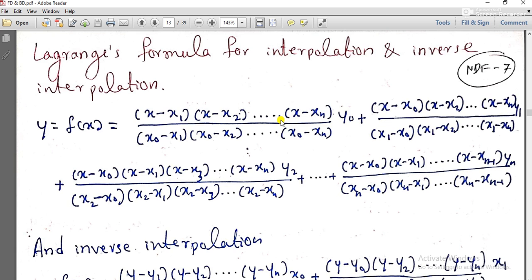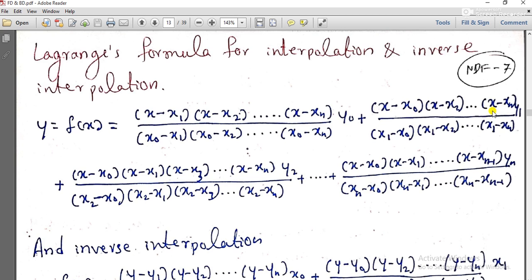The first term is the y naught term. In y naught, x naught is absent in the numerator. So take x minus x1, start with x1 only. X naught is absent: x minus x1, x minus x2, like that. Then in the denominator, for the term absent in the numerator, take x naught minus x1, x naught minus x2, x naught minus x3, and so on up to x naught minus xn. That value we write here, into y naught, plus the next, the y1 term.